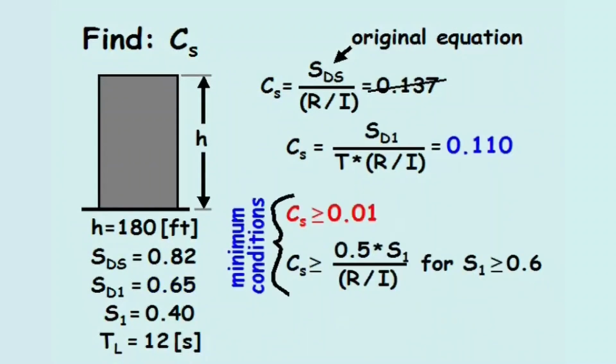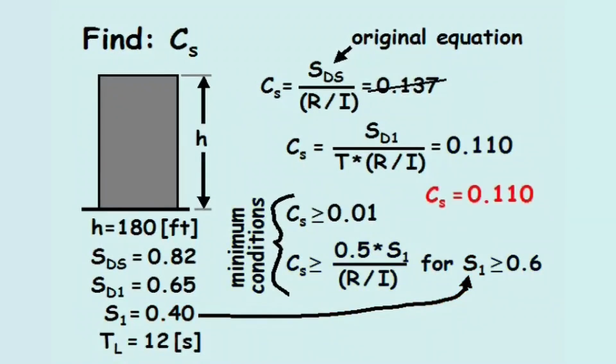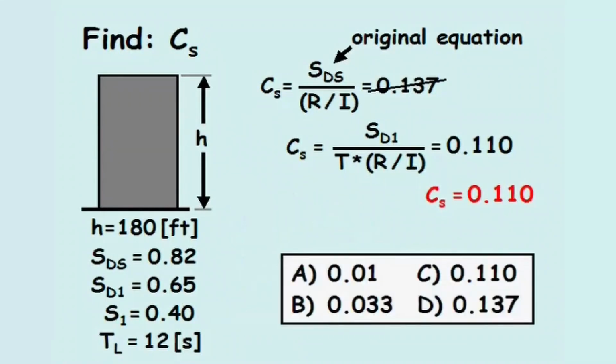Checking the lower bounds, the first condition of CS is at least 0.01 and is satisfied. And the second condition is not applicable since S1 is less than 0.6. Therefore, the seismic response coefficient equals 0.110. When reviewing the possible solutions, the answer is C.